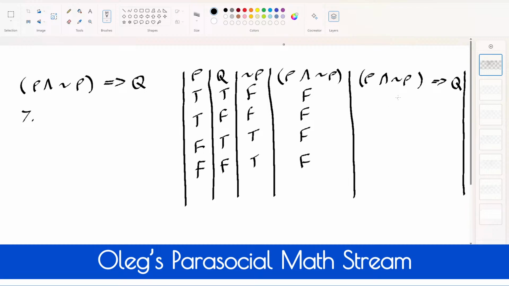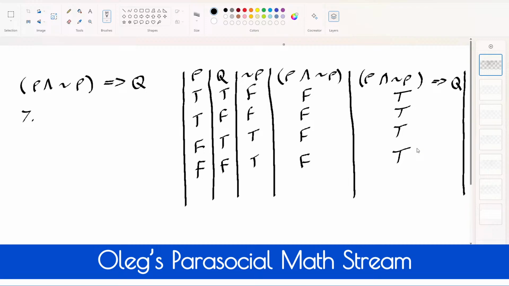Q is true in the first line, so that's true. In the second line, both statements are false. It remains unchallenged. It's true. In the third line, Q is true. In the fourth line, both statements are false, unchallenged. Therefore, it remains true. Okay? Double check that again. Okay, now that has been corrected.